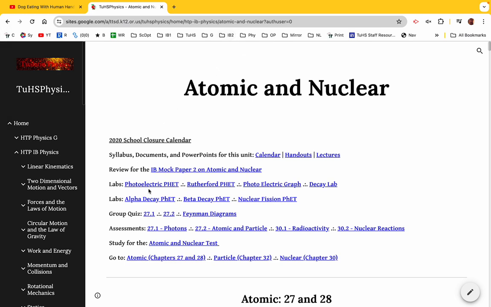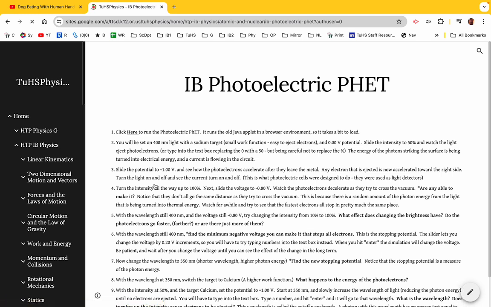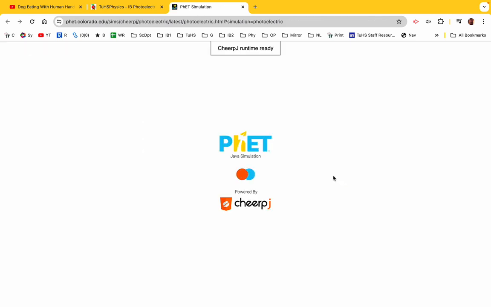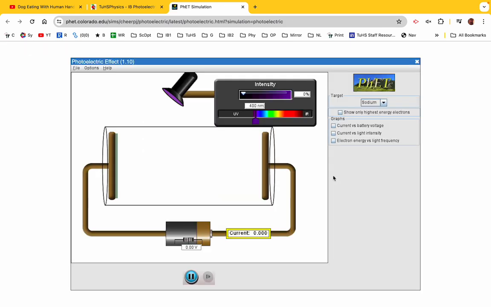Let's just look at the photoelectric PhET. If you click on this, it'll take you there. This will open up the... it's not working. Well, let's try again. It's running; this is like a little runtime environment for applets, right?